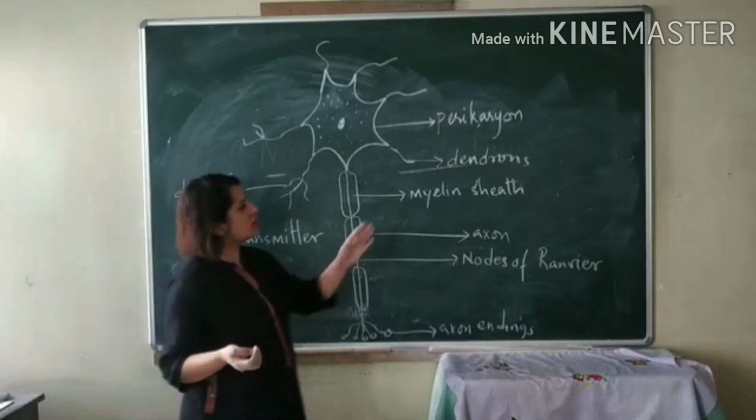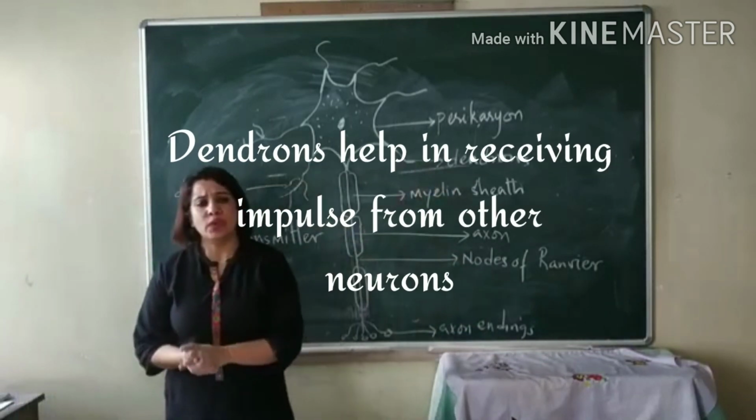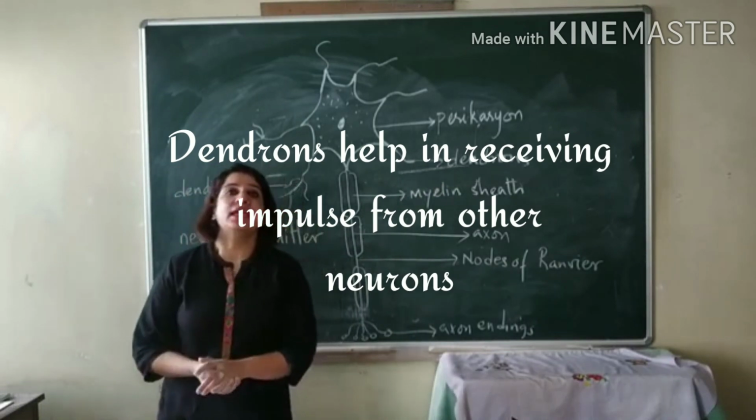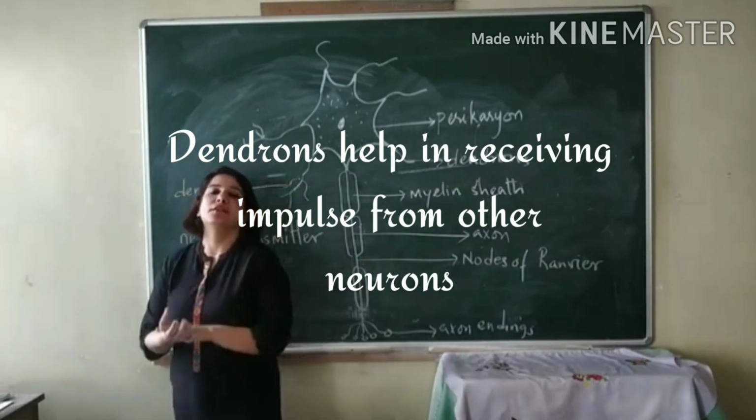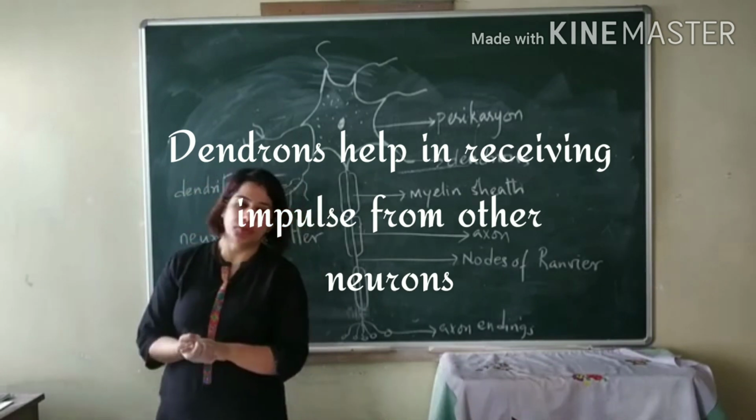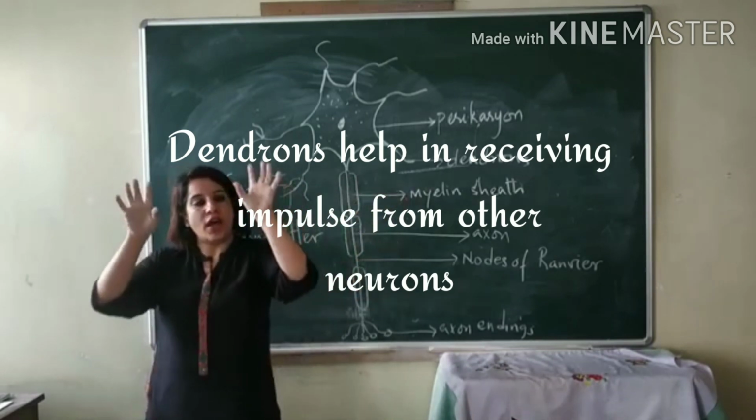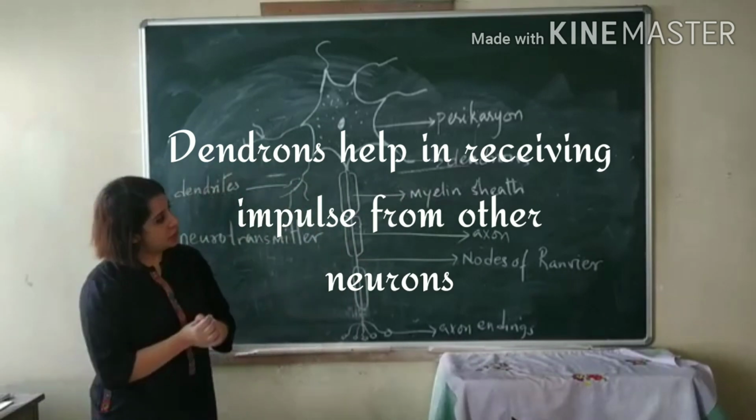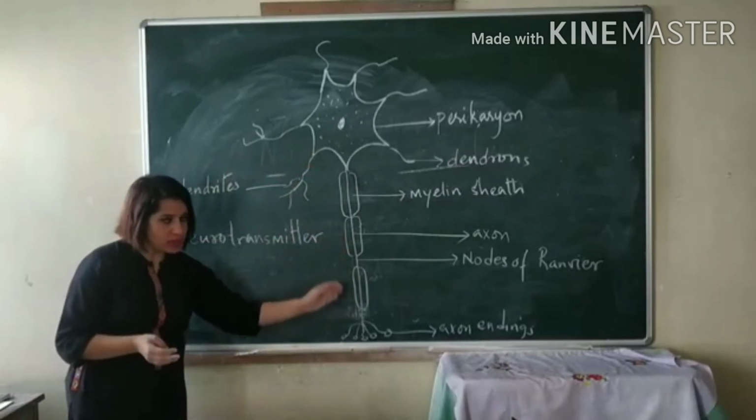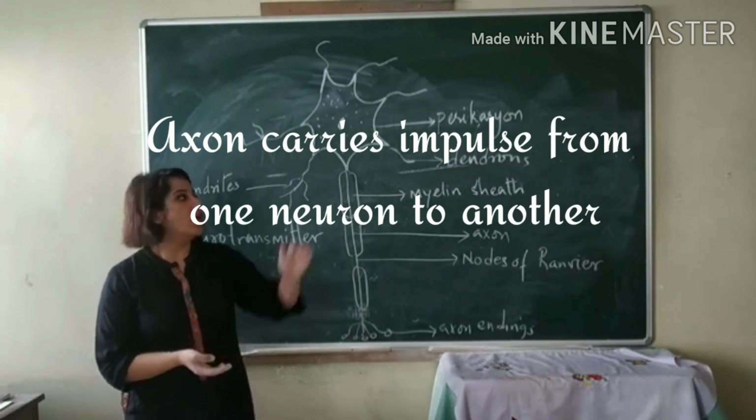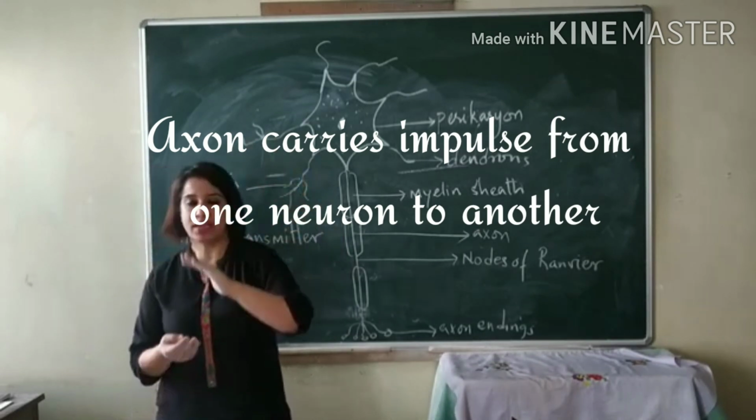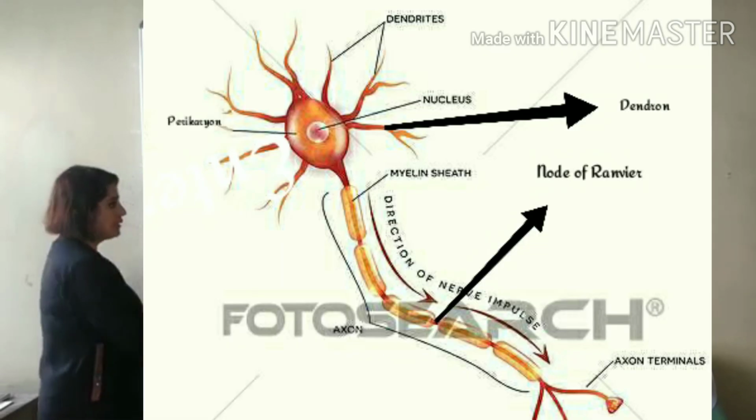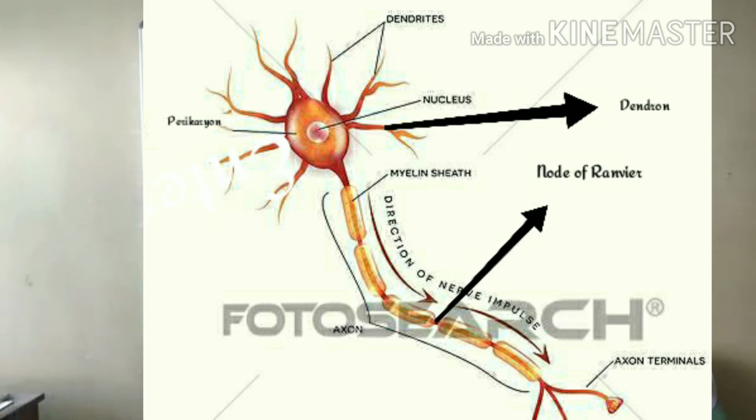Now, what do the dendrons do? Dendrons, they collect information from other neurons. So, dendrons or dendrites, they collect information from other neurons. Axons, they carry impulse from one neuron to another. Understood this?